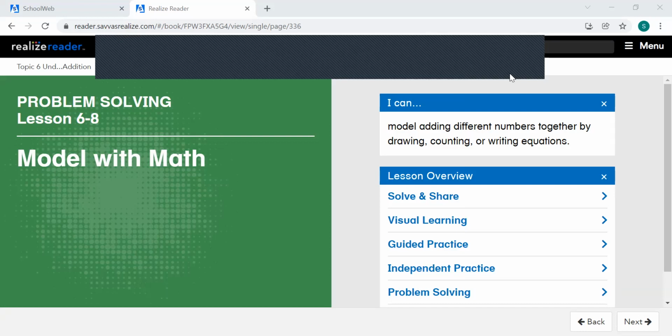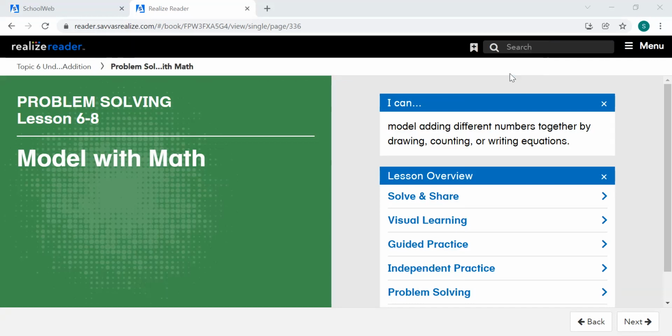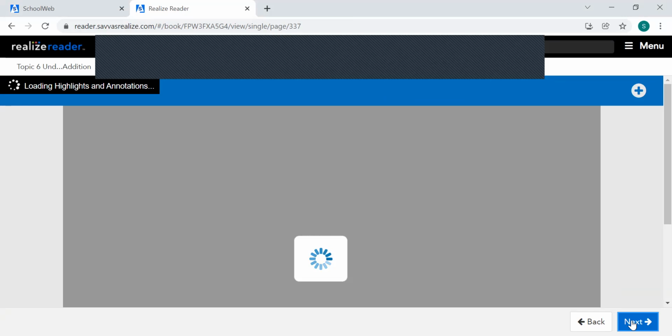We are on lesson 6-8, problem solving. We are going to learn to model with math. Let's go to our worksheet.